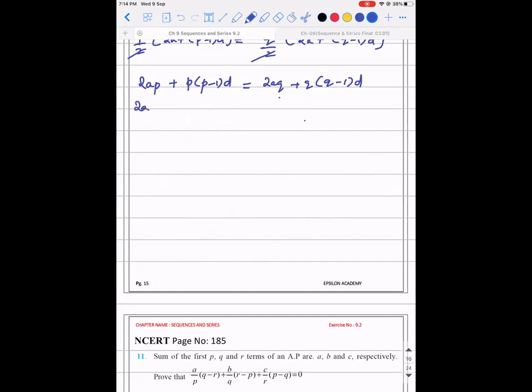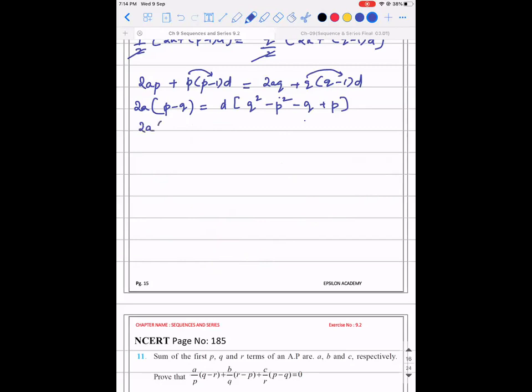Okay. So 2a into p minus q is equal to d into q square minus p square minus q plus p. Is this what you're saying? I forgot to multiply this p inside and q inside. Now we will get it.